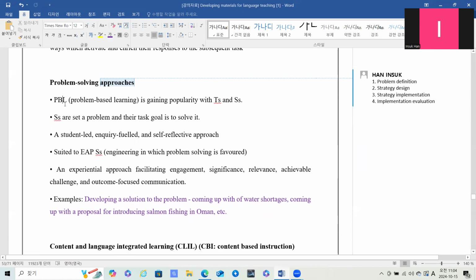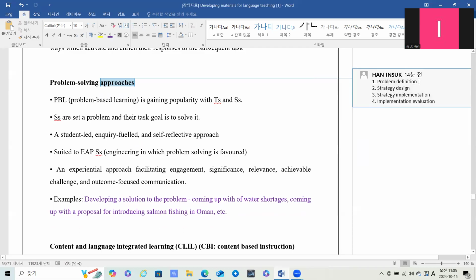PBL, problem-based learning, is gaining popularity with teachers and students. It is the same here in Korea. Especially in universities, many programs adopt PBL as an innovative pedagogy these days. The basic procedure of PBL can be summarized in 4 stages. Starting with PBL and its effectiveness in enhancing students' self-directedness, I summarize the processes into 4 stages.